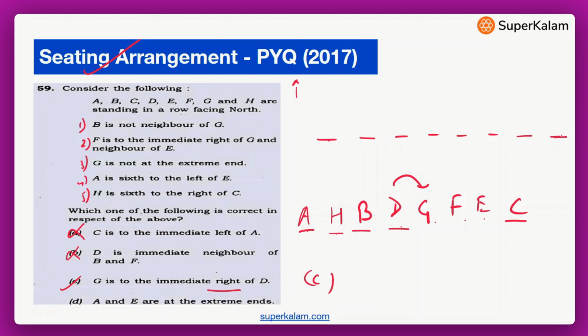So again, you have to create some paths. You have to create some empty spaces. You go with the statements one by one. You try to interpret the statements one by one. You understand what the statement says. What spaces can you fill on the basis of these statements?